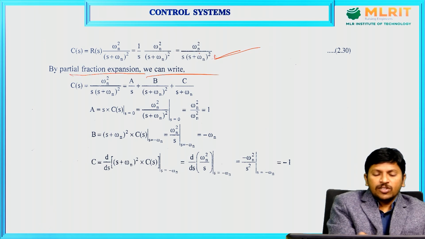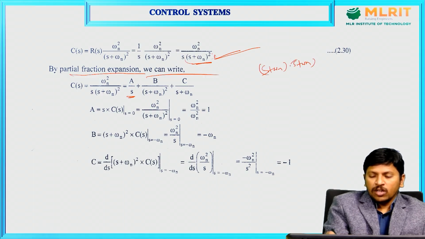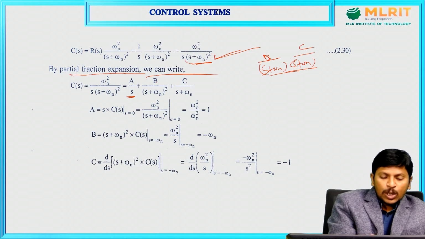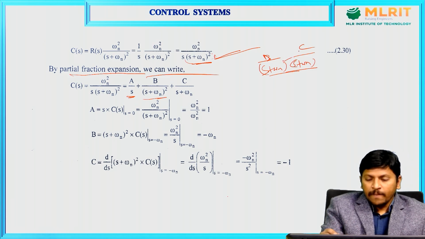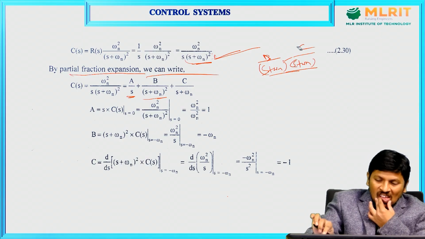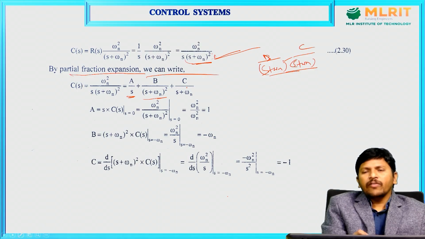By partial fraction expansion, you are going to get one term A by s, and another for s plus omega n whole square. This is also quadratic, so two terms are there: B divided by s plus omega n whole square, plus C divided by s plus omega n. Now we are going to calculate the A value, B value, and C value.